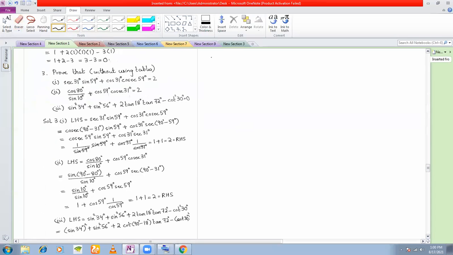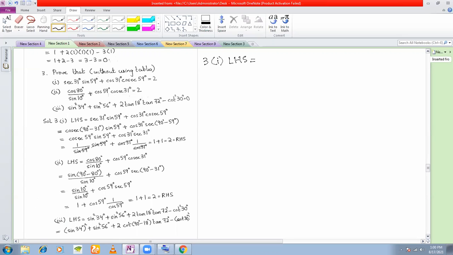Okay, 3 part 1. Prove that sec 31 sine 59 plus cos 31 cosec 59 is equal to 2. We start from the left hand side. Whenever you have questions relating to proof, you either start from the left hand side or the right hand side.